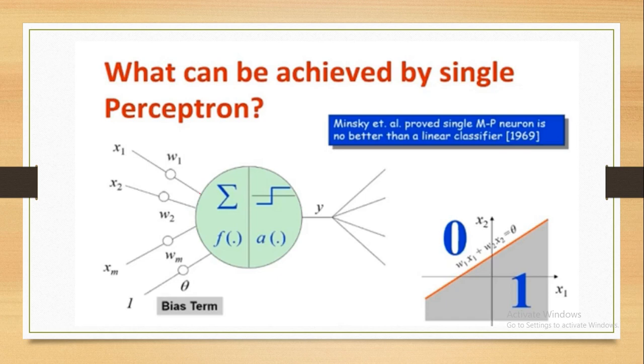So guys, as we know, finally, in a neuron we will have two functions. The first one is the integration function.